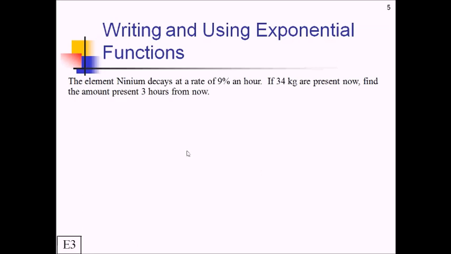Here's another example. Pause the video and see if you can do this one on your own. All right, so let's see what we came up with. So we have this element ninium. It's kind of made up, but it could exist in some universe. That's decaying at a rate of 9% per hour. We've got 34 kilograms now. We want the amount present in 3 hours.